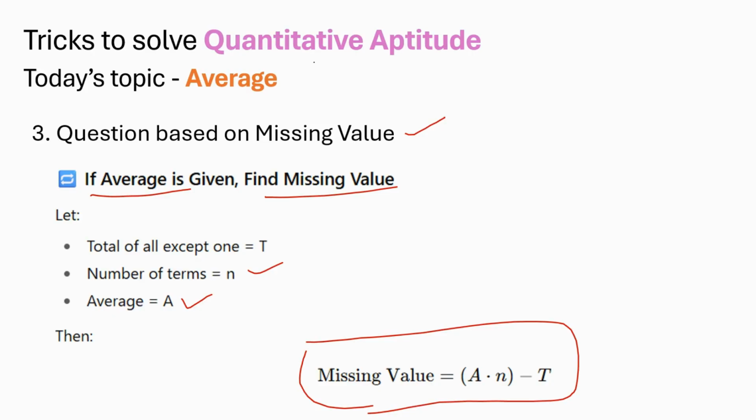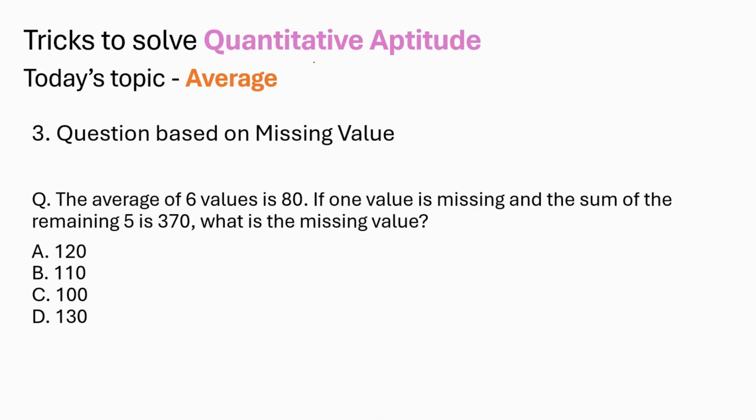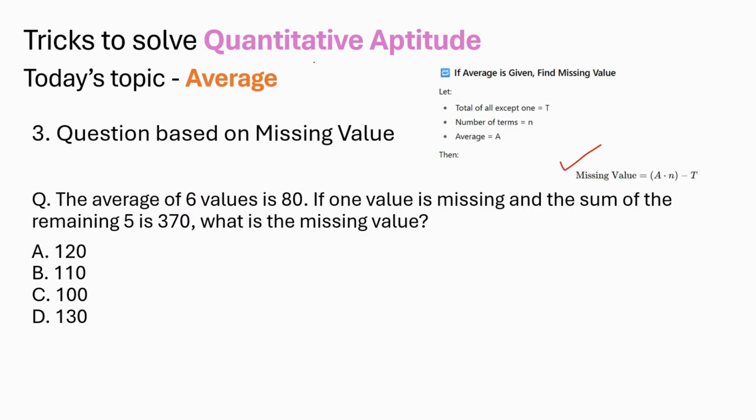So let's understand this trick using some questions. Our question is: the average of 6 values is 80. If one value is missing and the sum of the remaining 5 is 370, then what is the missing value? Using this formula, the missing value is A dot N, where A is average, N is number of elements, and minus T is the sum of elements except the missing one. So the sum of those elements is 370. So 80 into 6 is 480, minus 370 is 110. So option B is the right answer.